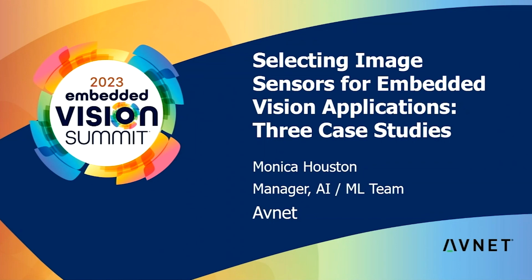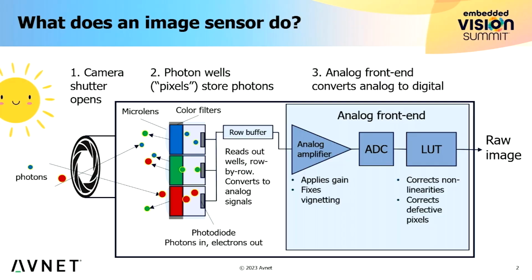All right. So we have a couple case studies for you, and we're going to figure out how to select your image sensor. So first of all, I wanted to talk about what does an image sensor do? There's a couple of basic parts. There is your shutter, there's your pixel array, and then there's your analog front end.